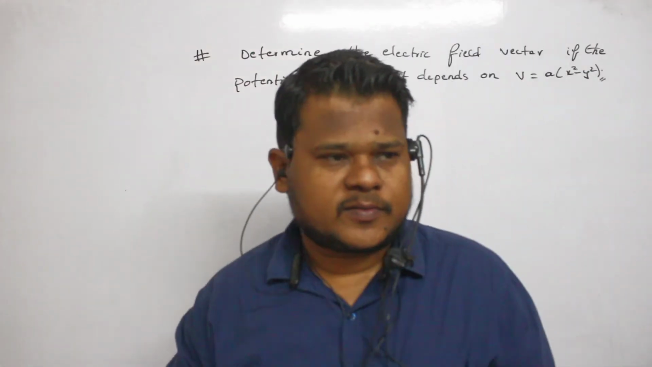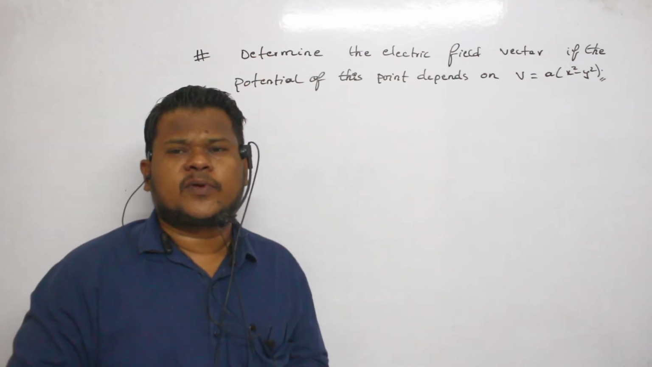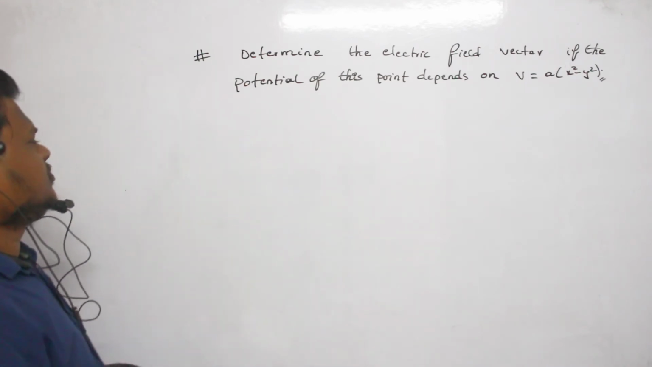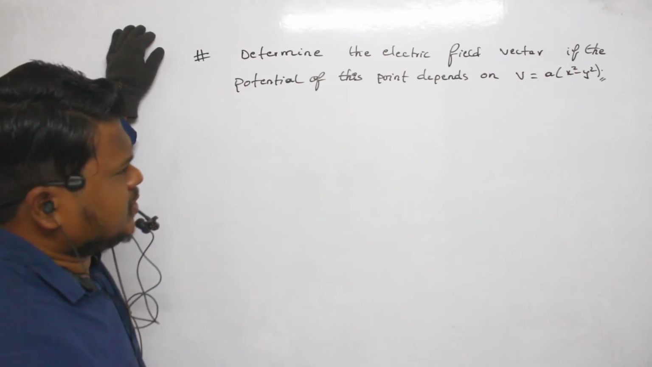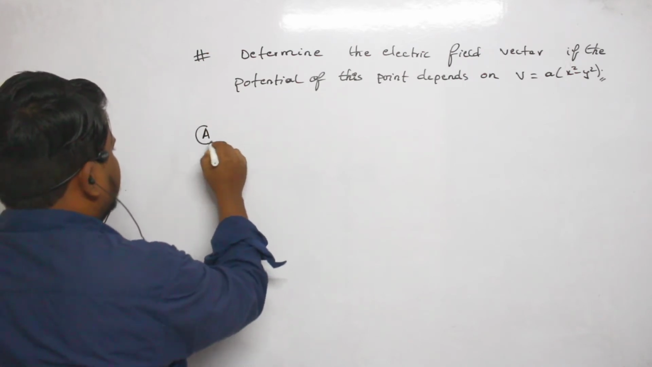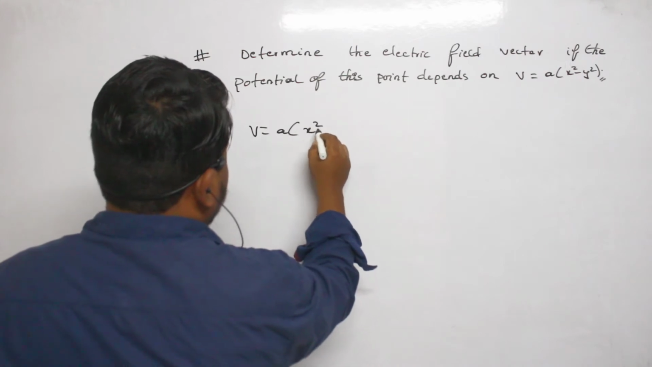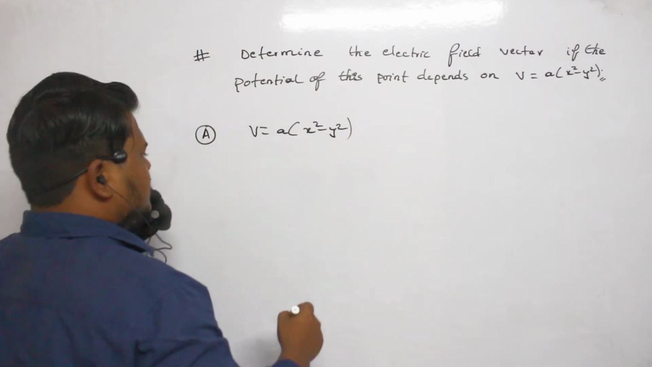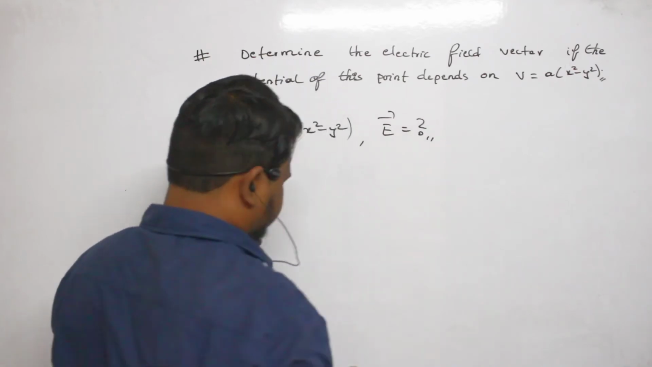So this is the given question. Determine the electric field vector. The potential of this point depends on V is equal to A into x square minus y square. So potential, how it is changing, that is given. V is equal to A into x square minus y square. So the electric field vector, that is E vector, we are supposed to find out.